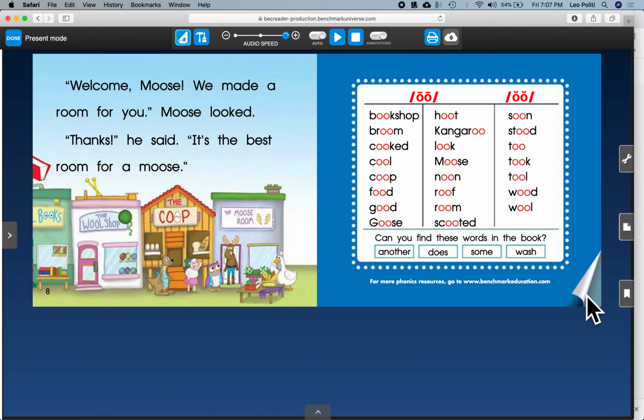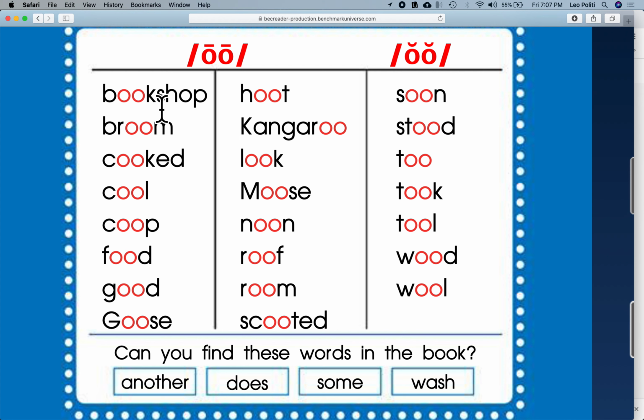Okay, now, a lot of words here. Let's go ahead and reread our spelling words. Okay, ready? Bookshop. Look, that's a compound word. I see the word book and then shop. Bookshop. It's a shop that sells books. Next, broom. Cooked. Cool. Coop. Food. Goose. Oop, no, good.